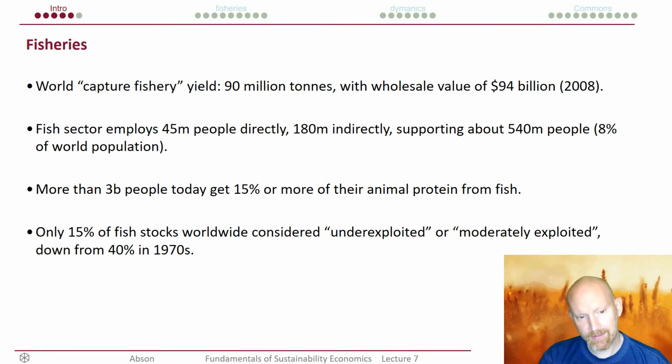And more than 3 billion people get 15% or more of their animal protein from fish. So this is also an important source of nutrition for many people in the world. It's estimated that only 15% of fish stocks worldwide are underexploited or moderately exploited. That's down from 40%. And that means that all the other fish stocks, so 85% of fish stocks, are overexploited or extremely overexploited.